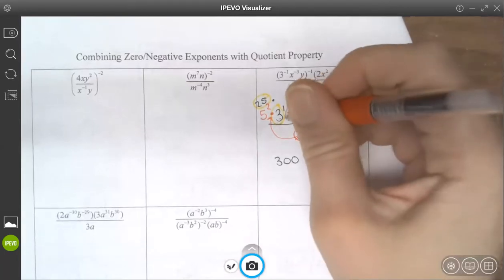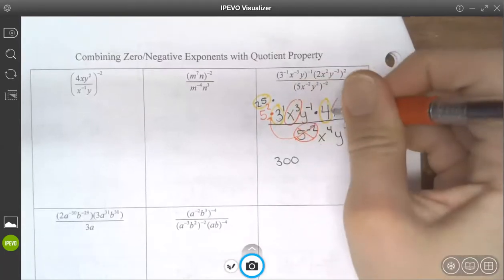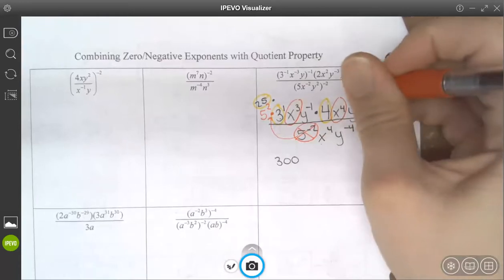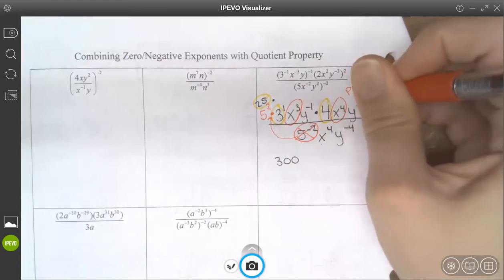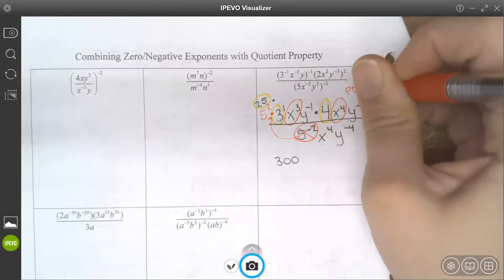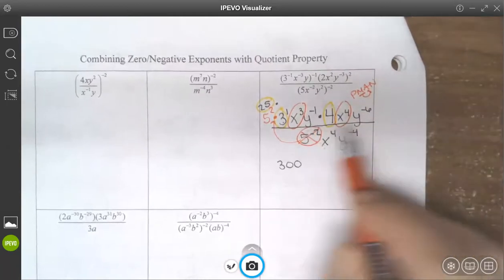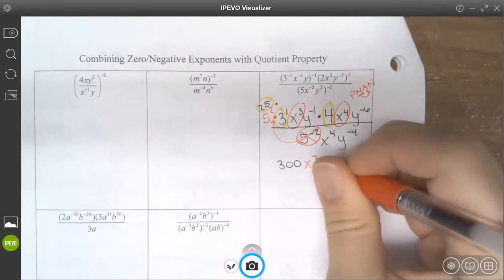Then I'm going to go to my x term. So I have x cubed and x to the fourth. The product property tells me that when I multiply exponents together, I'm adding. So adding those exponents gives me x to the seventh in the numerator.